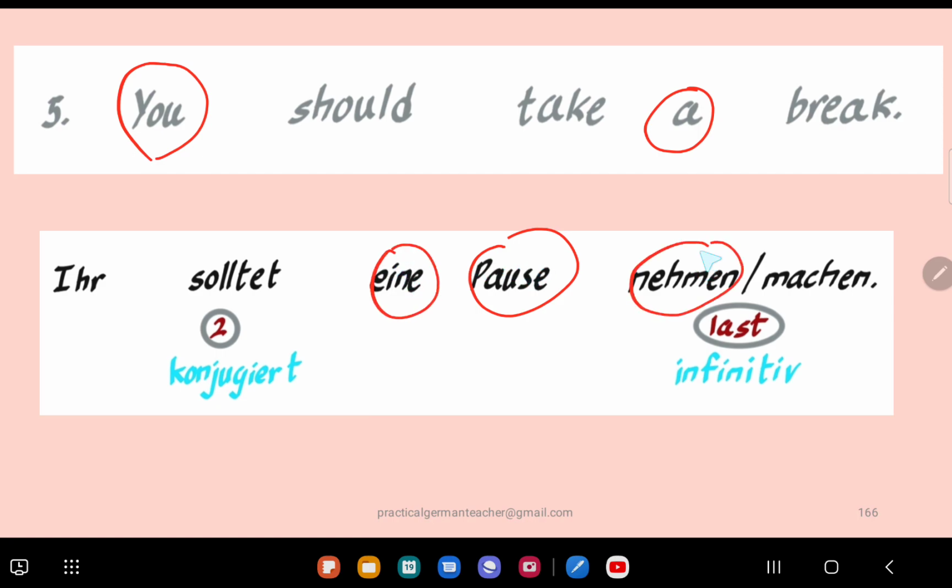You can say nehmen, or you can also say machen. I know you might be thinking, how can I say take as machen? You are right, but it's a different language, right? You don't always translate it to English. In German, it sounds fine if you say you are making a break. So you can say nehmen or you can say machen, but just make sure that it is infinitive form. You only conjugate the sollten one.